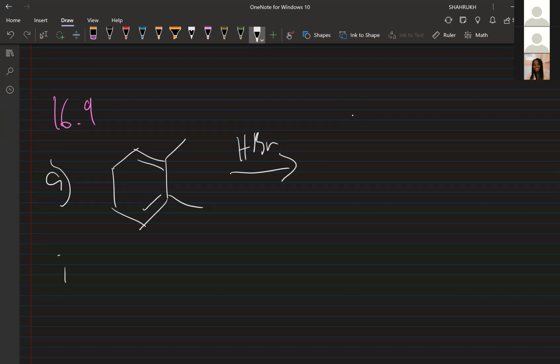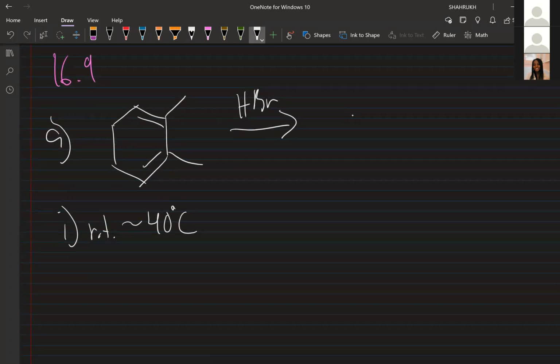So I guess we can write room temperature or 40 degrees. Did he tell you room temperature or 40 degrees? It doesn't matter. Basically, if it's above room temperature. So room temperature to like 40 degrees, however you see it on your exam, it's the same thing, right? And then the other one is sub-zero usually, 0 degrees Celsius. Did he give you guys 40 degrees Celsius or did he say room temperature? It doesn't matter. It just has to be above room temperature, really.